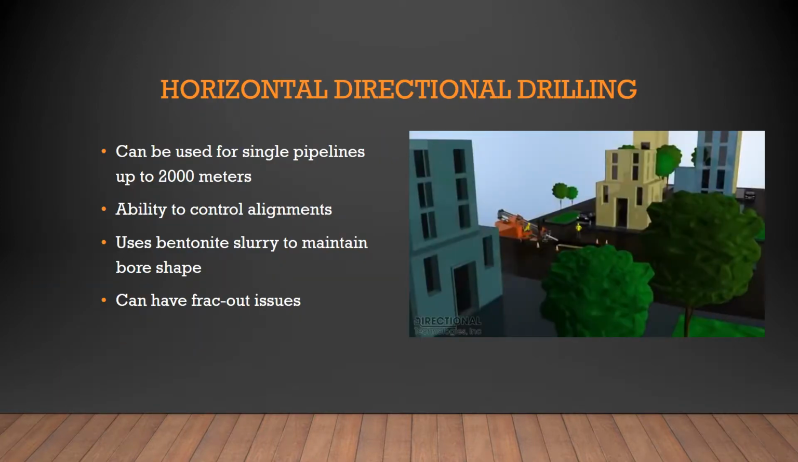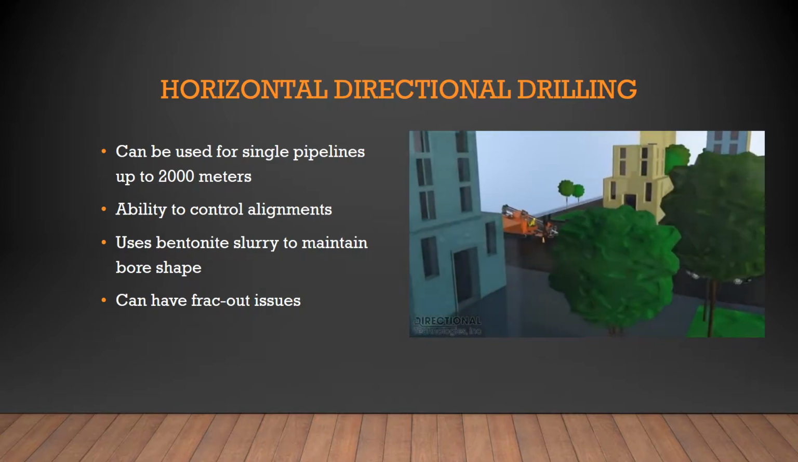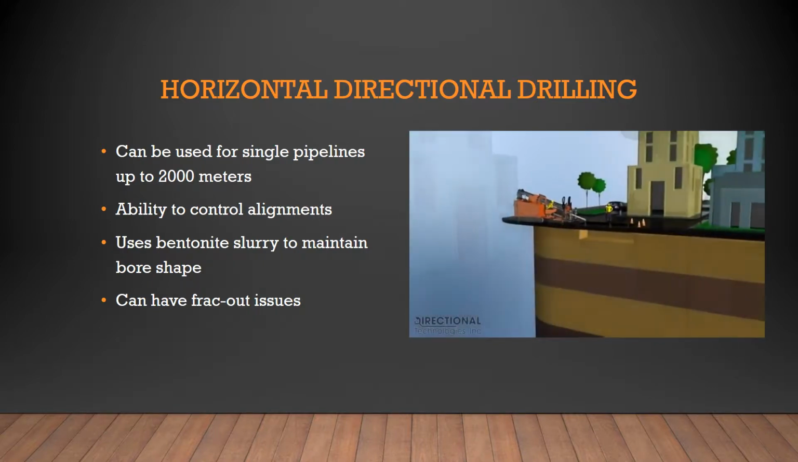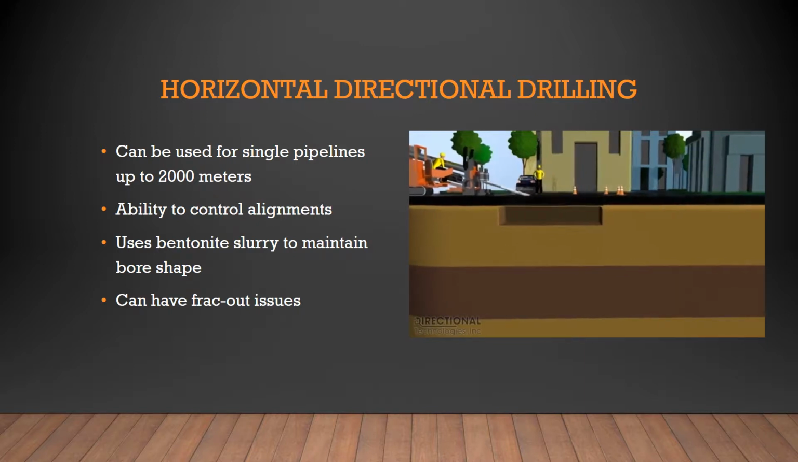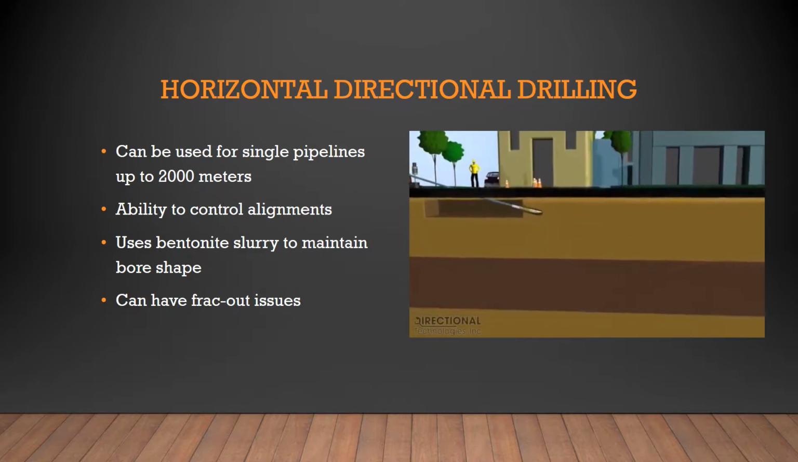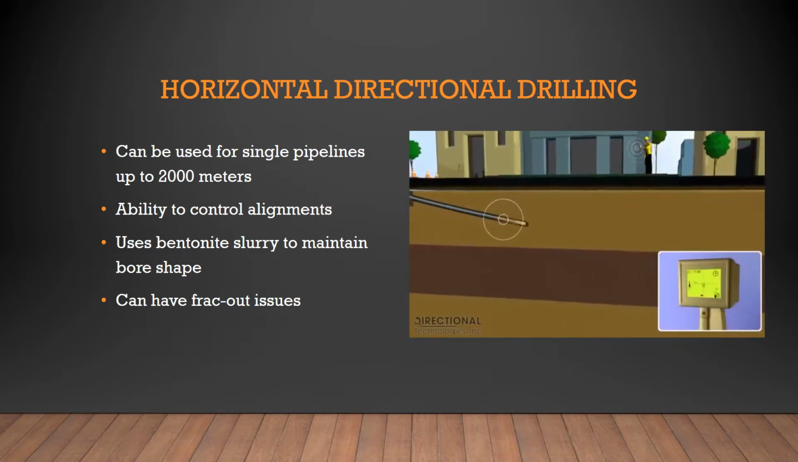Here is an animation showing a horizontal directional drill installation. The horizontal bore begins with a directional drill bit entering the entrance pit. The entrance pit is used to contain and manage the drilling fluids. The directional drilling crew are in radio communication with each other throughout the entire process.